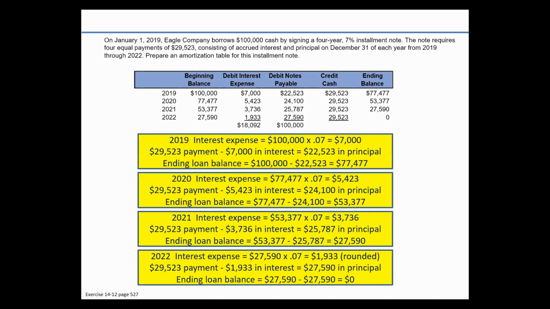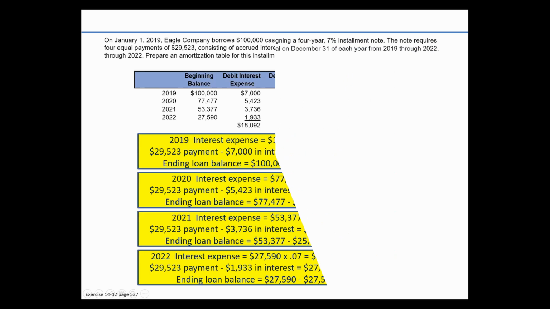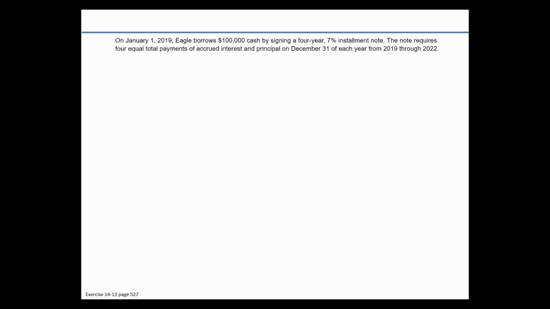Again, you can add up to figure out the total interest expense. In this case, this would cost the Eagle Company a total of $18,092 in interest. Again, the balance, they're going to pay $100,000 back on their loan. And then the total for the cash payments would be the total of both of those, which is $118,092.